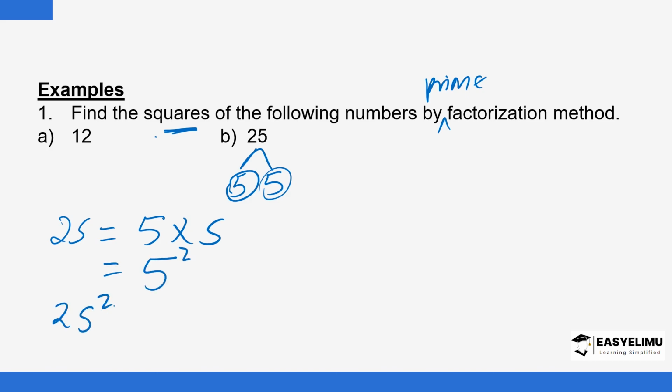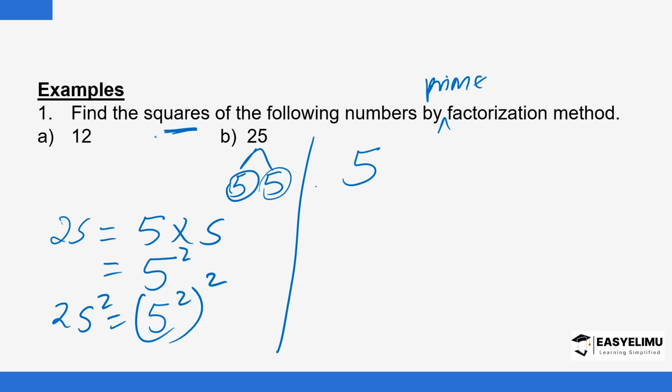So 25 squared, which is what we're trying to find, is 5 raised to power 2, squared. So you need to multiply the power here by 2. So 2 by 2 is 4. That is going to be, you can leave the answer in this form, or you can break it down further. So 5 by 5 by 5 by 5, which is 25 again, by 25, which is 625.